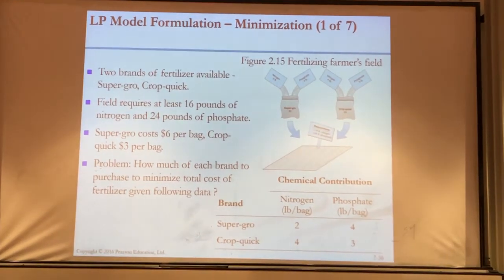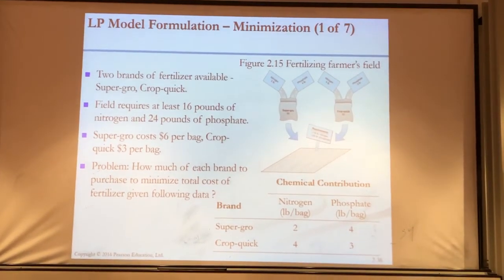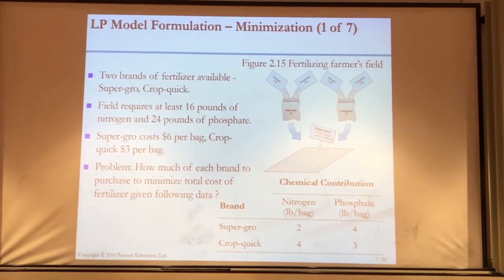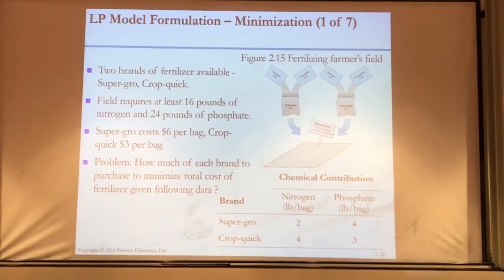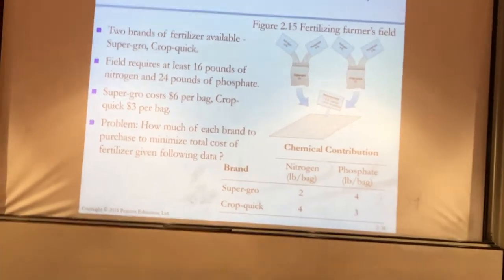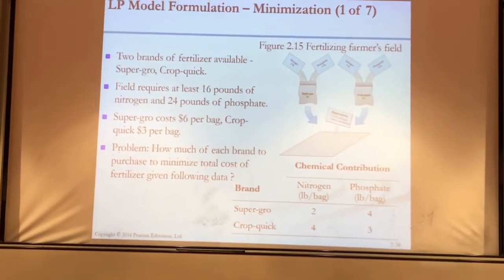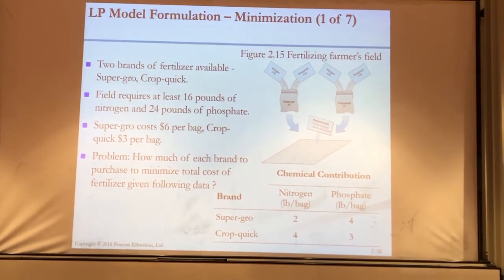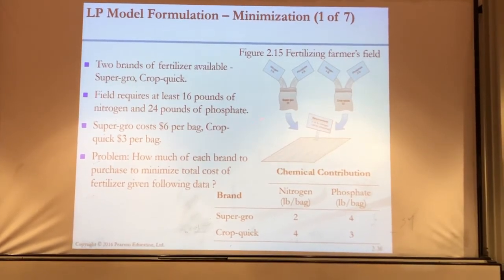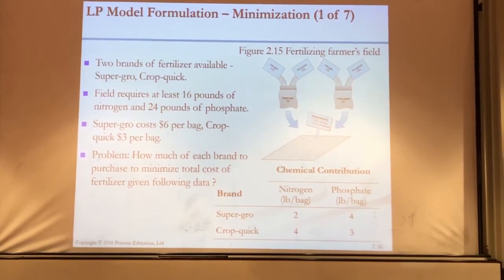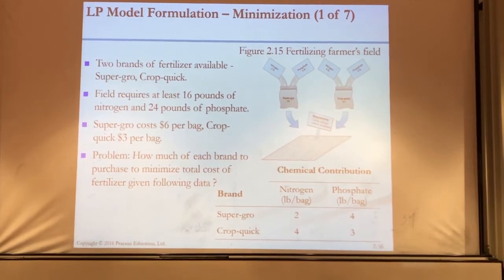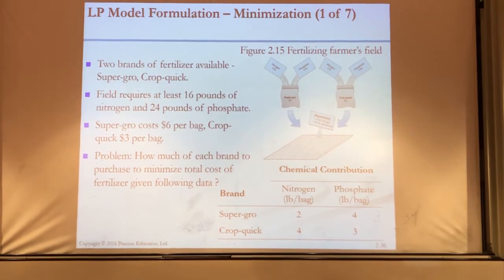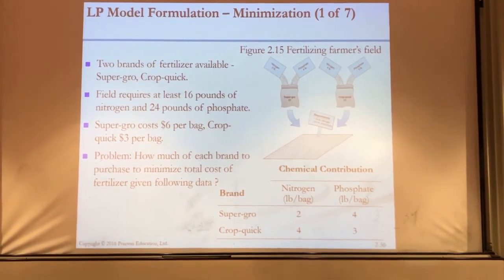Okay. So it's very easy. What do you think? What are our decision variables? Number of bags of Super Grow we have to buy, and the number of Crop Quick bags to buy. These are our decision variables, all right?